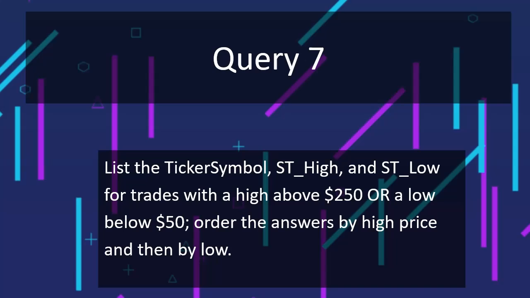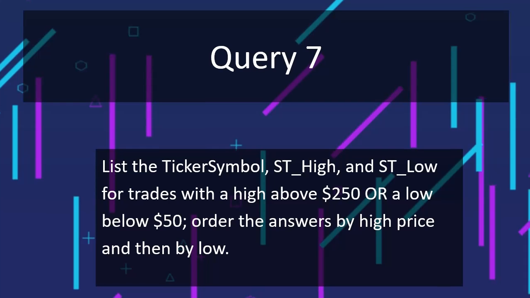Let's do the question for query 7. List the ticker symbol, the high price, the low price for trades with a high above $250 or a low price below $50. Order the answers by high price and then by low. Let's walk through this one.